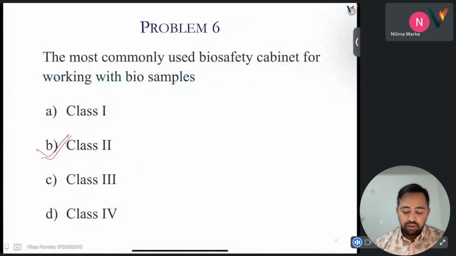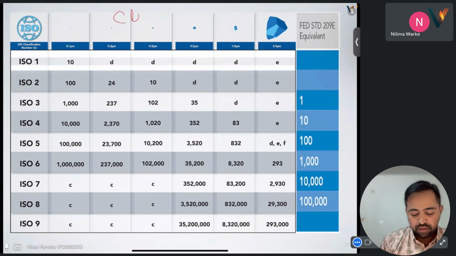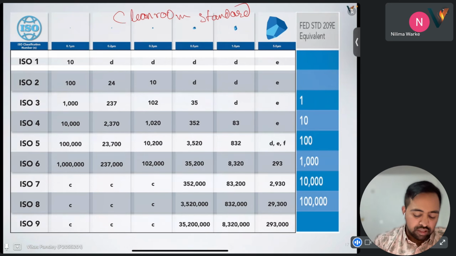Yes, it is about biosafety cabinet. It is not about the clean room classes, right? I have put it here, but this one is about clean room. Okay, clean room standard. This is the clean room standard. I placed it here; it should have been in the previous slide.